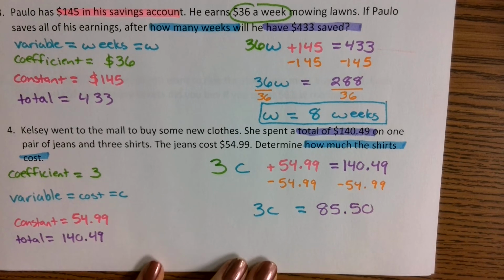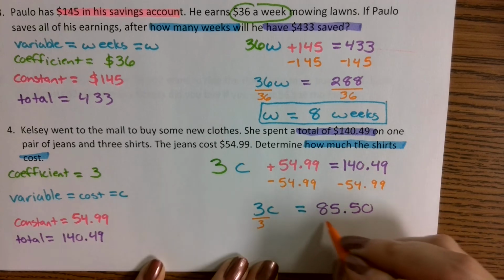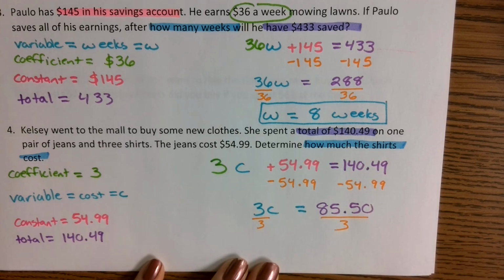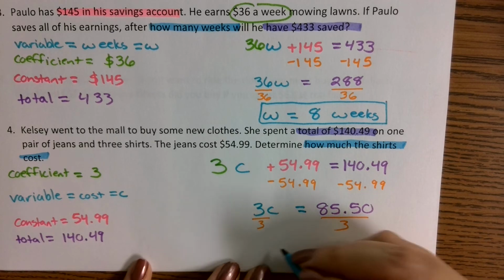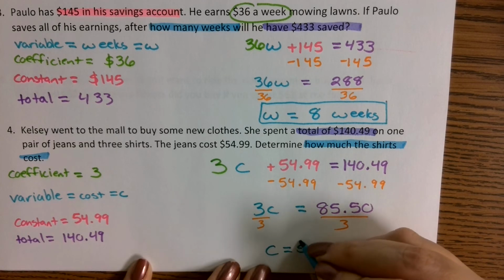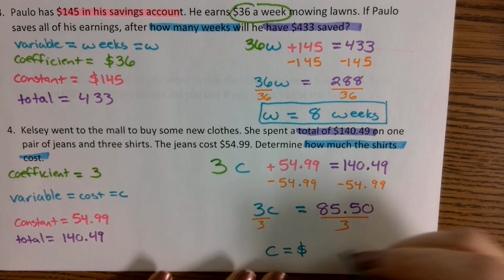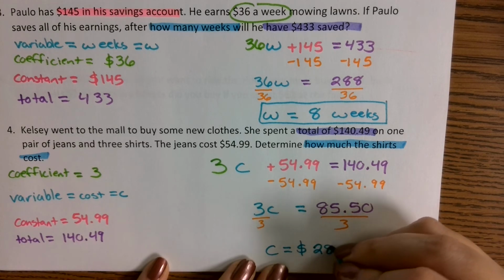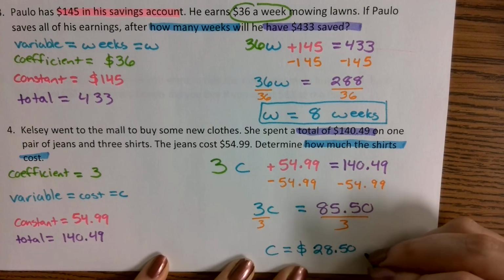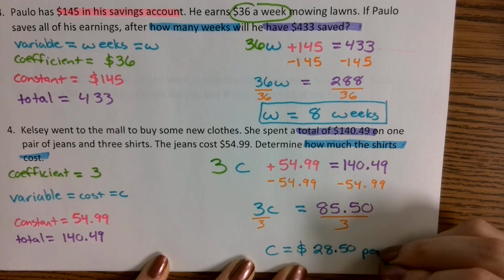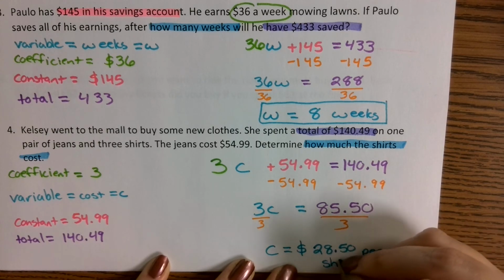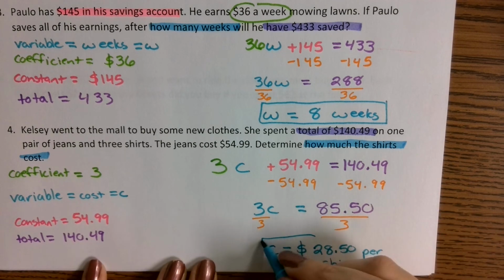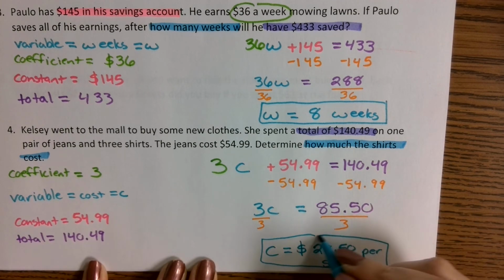So we're going to divide both values by 3. So take your $85.50 and divide it by 3. How much did just one shirt cost? Go ahead. $28.50 per shirt. Okay, that's the cost of just one shirt. It was $28.50.